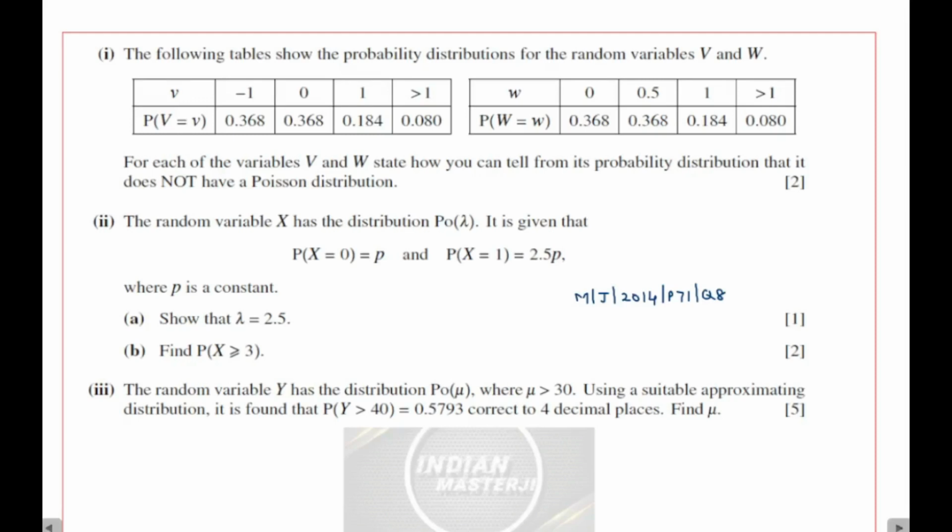In the last video, we saw an example on how normal distribution can be used as an approximation to Poisson distribution. Today again in this video, we will see another example on the same concept.